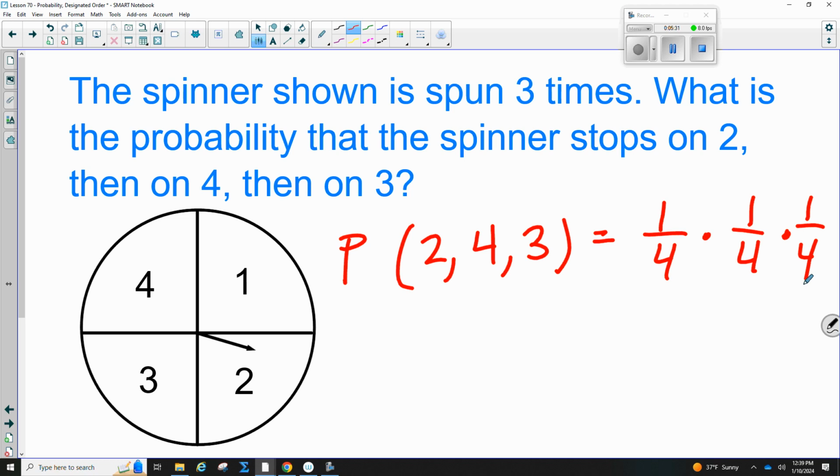So the last problem, we were just doing the next draw, right? We weren't multiplying things together. This one is we want this to happen on each draw. So that would be 1/64. 4 times 4 times 4.